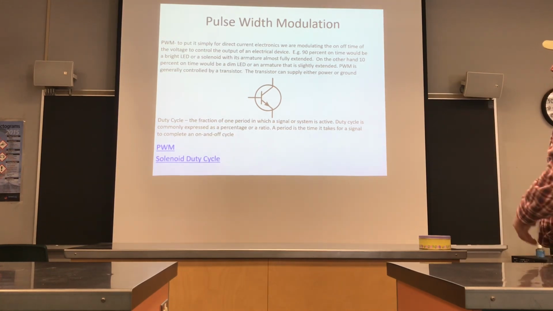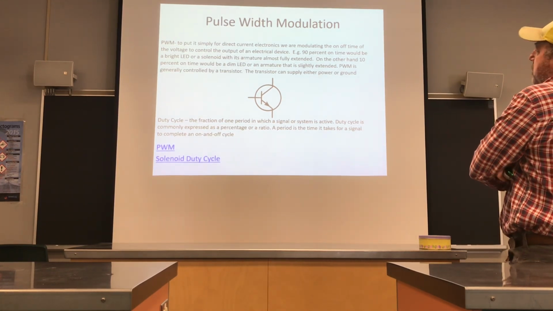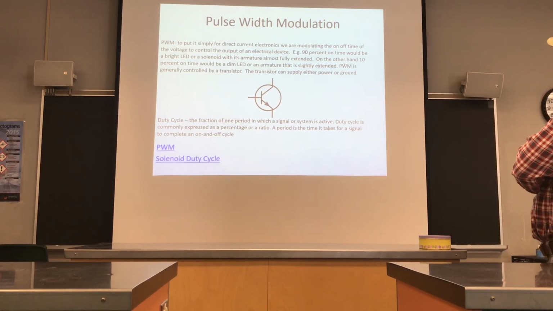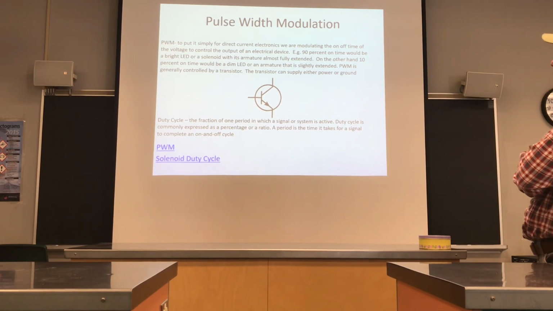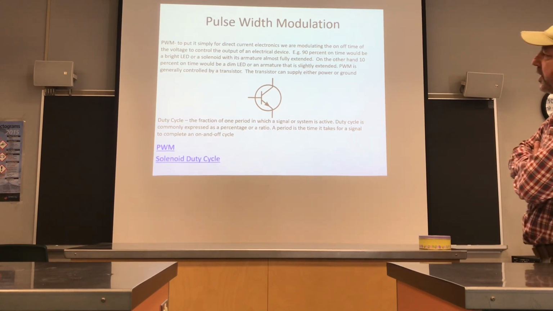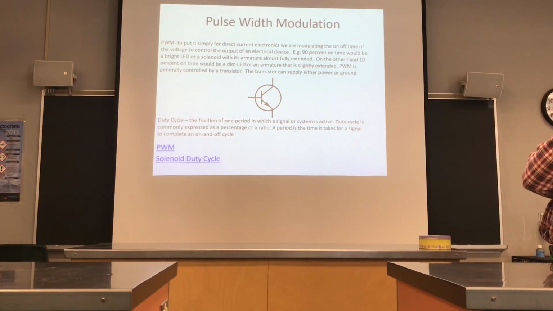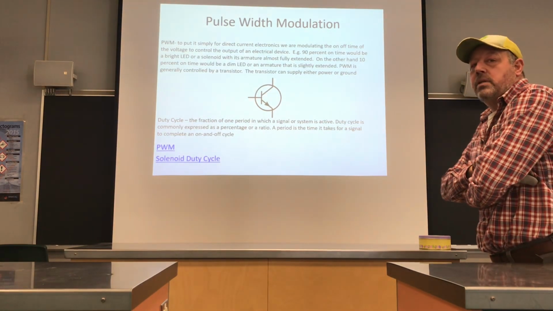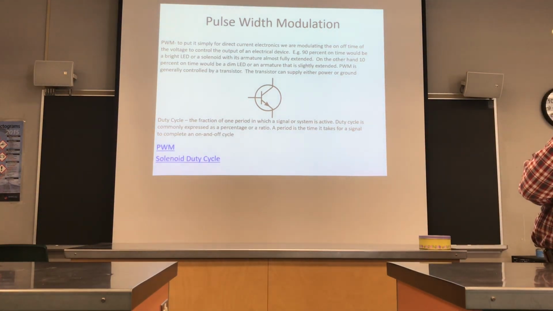Textbook terminology, PWM. To put it simply, for direct current electronics, we are modulating the on-off time of the voltage to control the output of an electrical device. For example, 90% on time would be a bright LED or a solenoid with armature or cylinder almost fully extended. On the other hand, 10% on time would be a dim LED or an armature or a cylinder that's only partially extended.